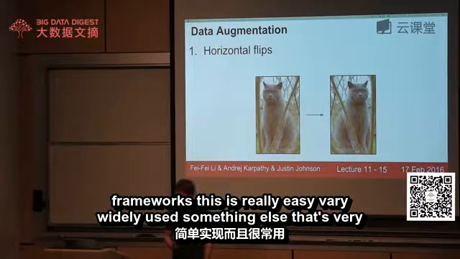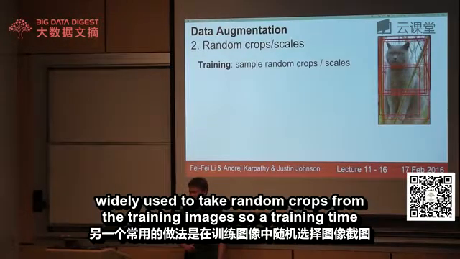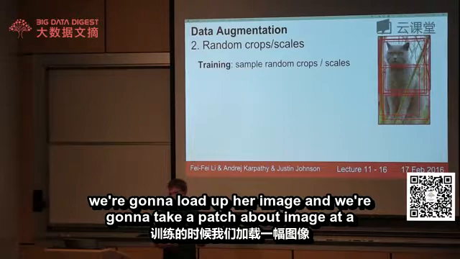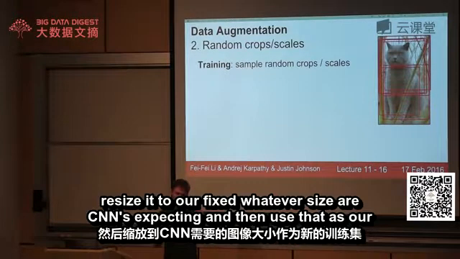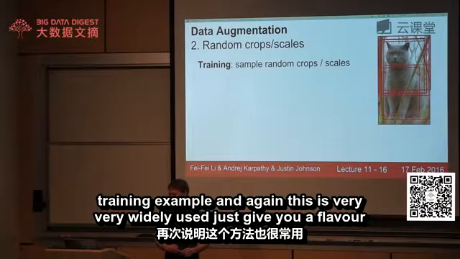Something else that's very widely used is to take random crops from the training images. At training time, we're going to load up our image, and we're going to take a patch of that image at a random scale and location, resize it to whatever fixed size our CNN is expecting, and then use that as our training example. And again, this is very, very widely used.